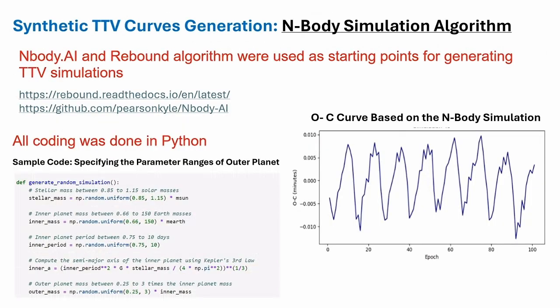So here is the algorithm that I used to generate n-body simulations. It's based on both nbody.ai and REBOUND, and you can see a sample of my code here. Using this code, I'm able to generate an n-body simulation as you can see here, which is basically an O minus C curve.